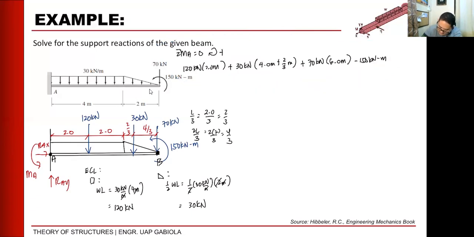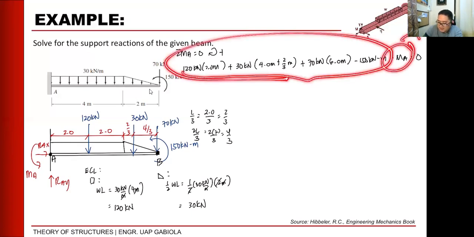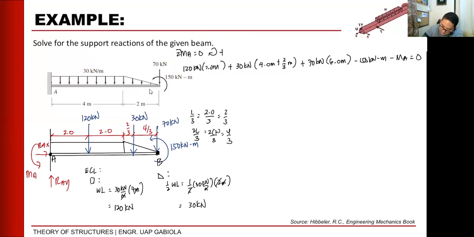Okay, and then yung MA natin is counterclockwise, so equals to 0. So, pwede i-combine lang natin lahat ng values na to and then si MA transpose natin sa kabila. Okay? So, magkakaroon tayo ng value na MA is equals to, upon calculation, 120 times 2 plus 30 times 4 plus 2/3 plus 70 times 6 minus 150. So that is 650. Unit is kilonewton meter kasi yan ay moment. Okay?